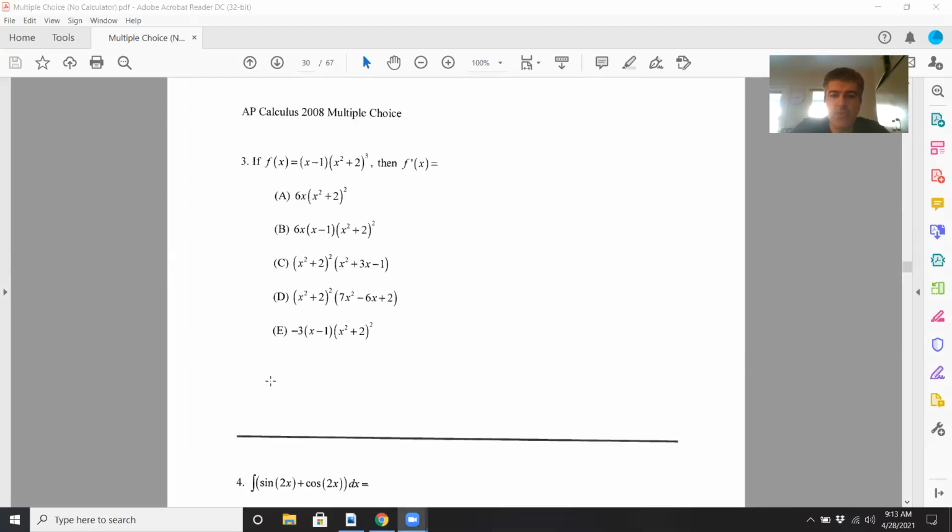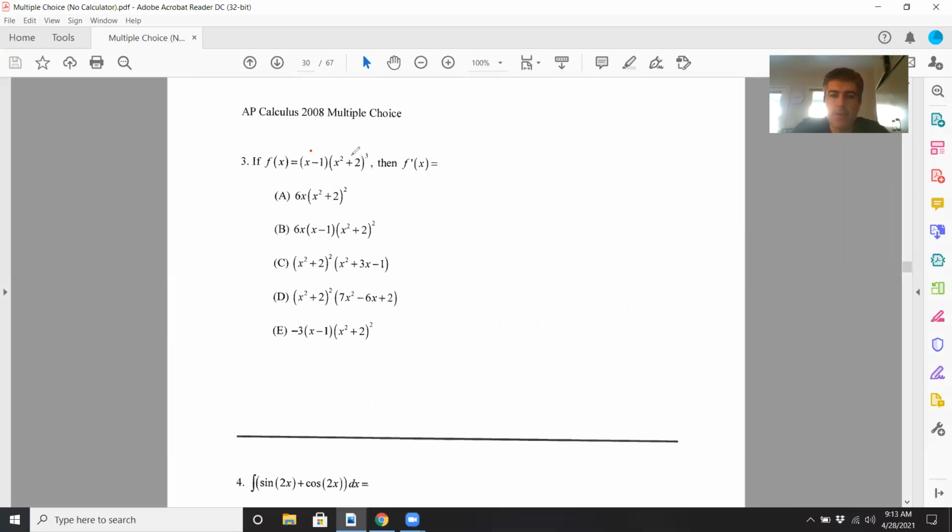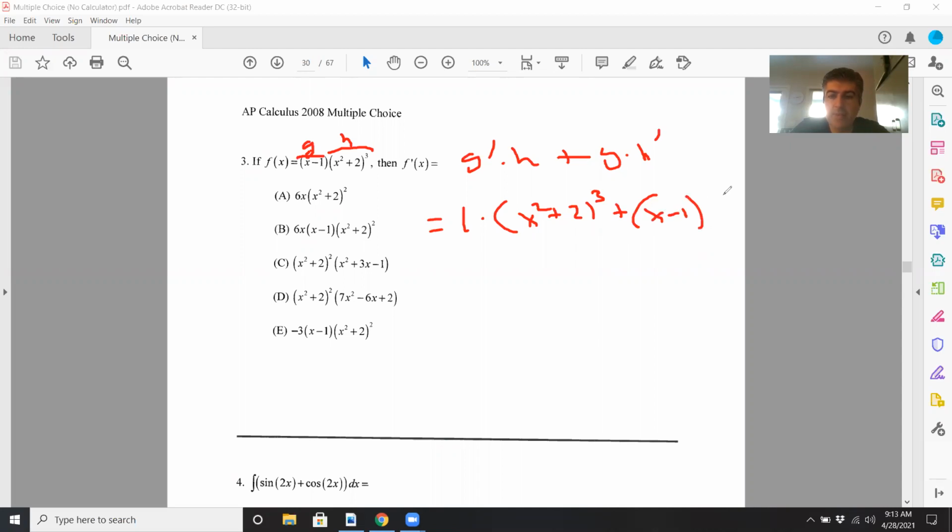Okay, for 3, this is a derivative. It's going to involve product rule and chain rule. So what do we do? Well, I'll call this like F, or I don't know, call this maybe G, call this like H. So that's H of x, that's G of x. So it's going to be G prime times H plus G times H prime. Easy peasy, right? So the derivative of x minus 1 is just 1. 1 times x squared plus 2 cubed, plus G, which is x minus 1. And that's where the fun begins.